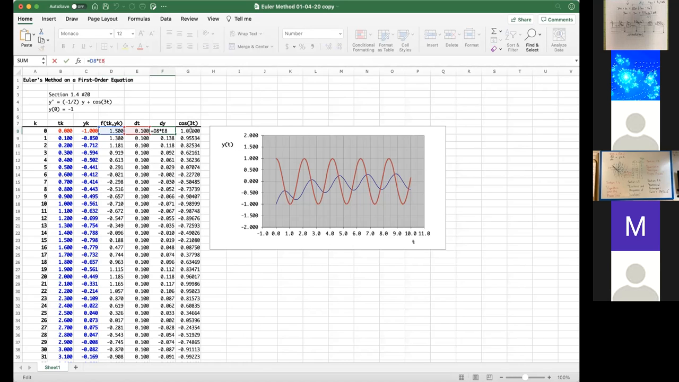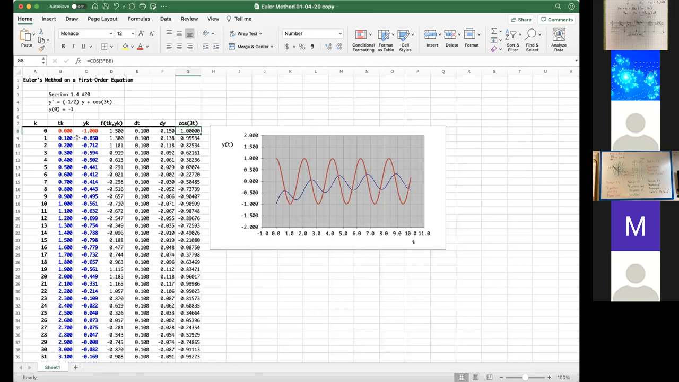Now just for kicks, I also drew a picture of the cosine here in red. I think I drew the cosine picture in red, that's right. Because the cosine was part of this problem. I wanted to show you how the solution is related to that cosine curve.